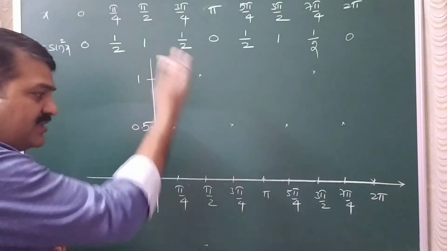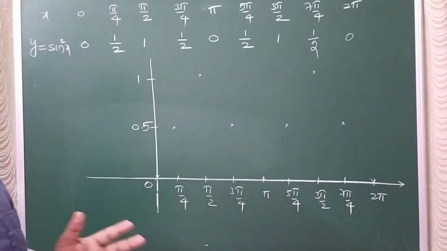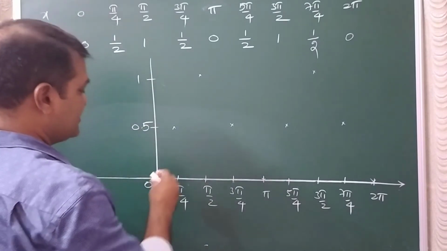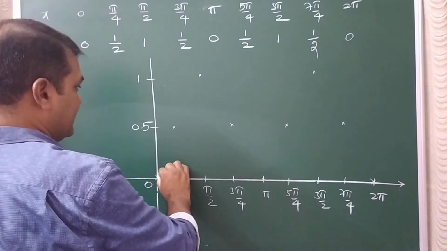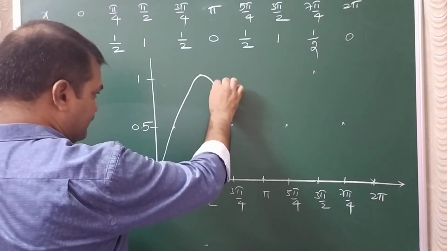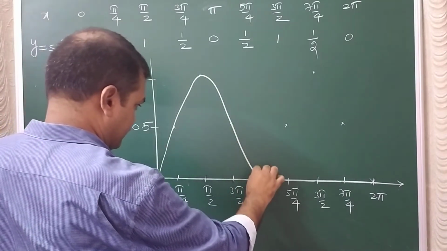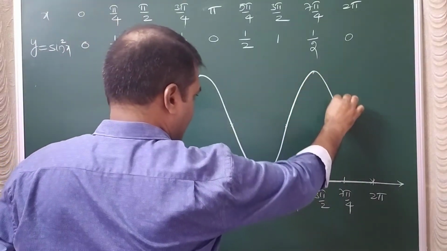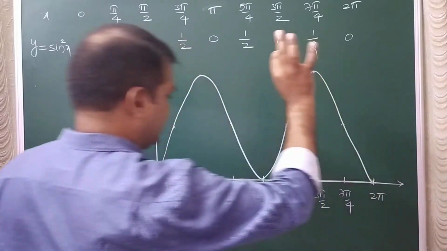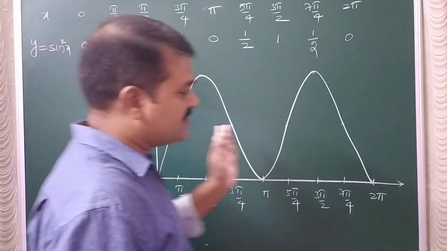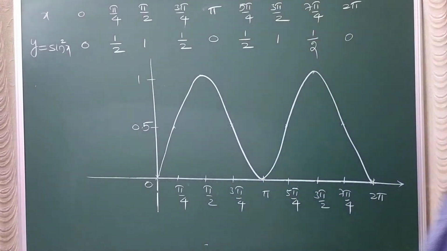Now when you join the points using a soft curve, you will get the graph of y is equal to sine square x, and the graph is something like this. Right. So this is the shape of y is equal to sine square x between the interval 0 comma 2 pi.